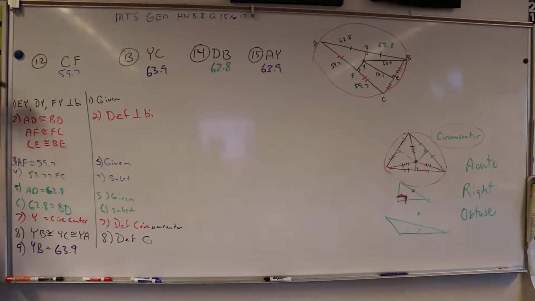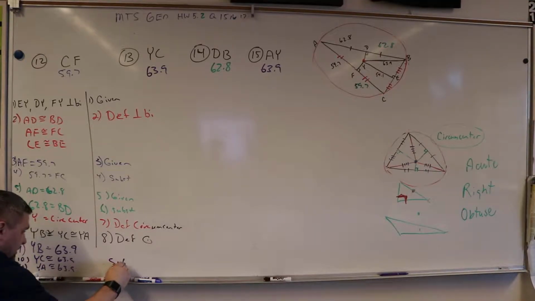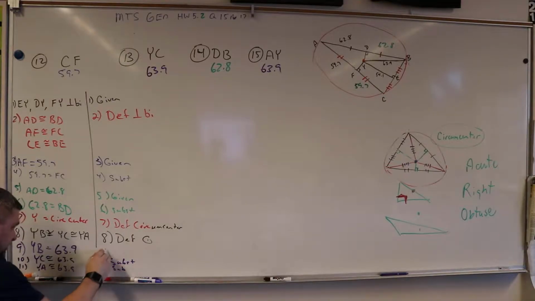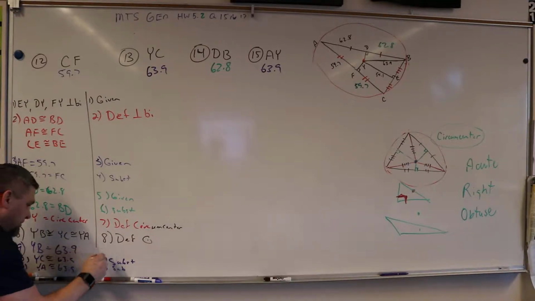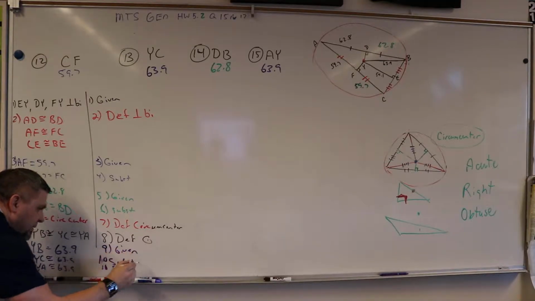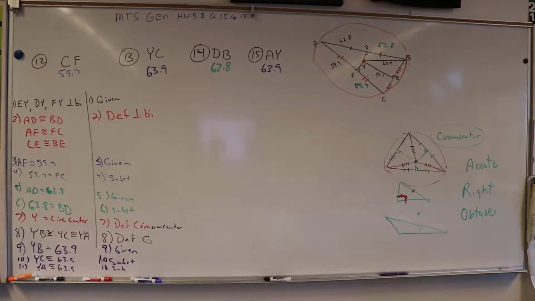And now you have a two-column proof. Steps 10 and 11 would just be that YC is congruent or equal to 63.9 and YA to 63.9. Why? Substitution. 10 and 11. Step 9 was given. That was given to us.